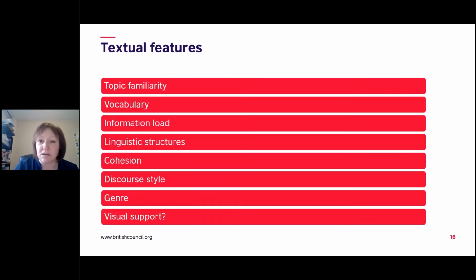Okay, so we've got cognitive processes, we've got the reader. What about the text? Now, I think this is the easiest one for us to understand. If the topic is familiar, it's going to be easier, theoretically. It's not just about the vocabulary, it's also about the density of the vocabulary, how much information is in that text as well. If it's, let's say, what's nice and easy to process?